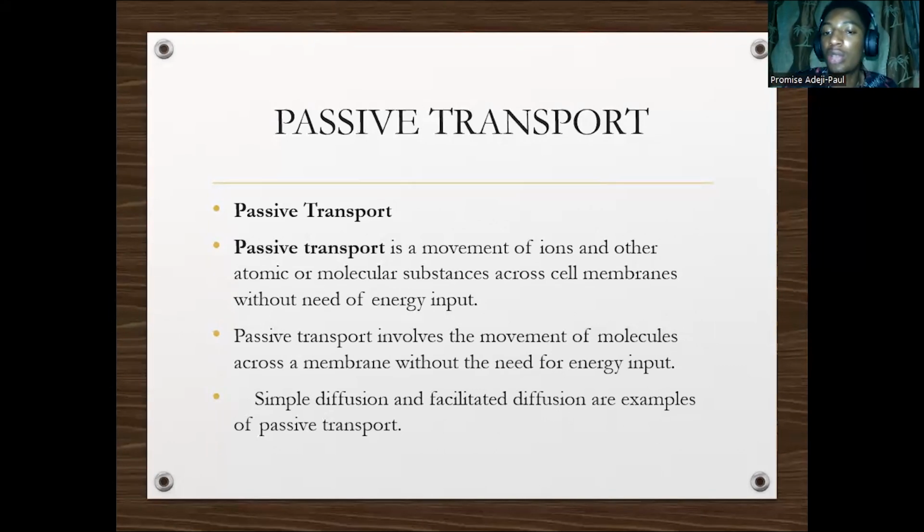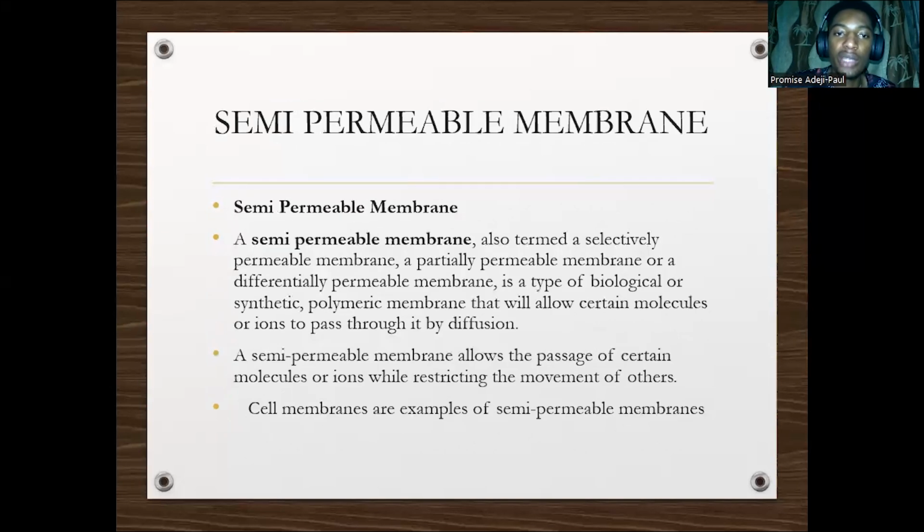So simple diffusion that we've talked about, and also we have what we call facilitated diffusion. It's still diffusion, but it just helps the diffusion. So those are examples of passive transport. Simple diffusion is just when diffusion occurs on its own. Then we have facilitated diffusion, that's when diffusion is assisted, but it's still diffusion. So we call it a passive process. You don't need energy. So take note of that.